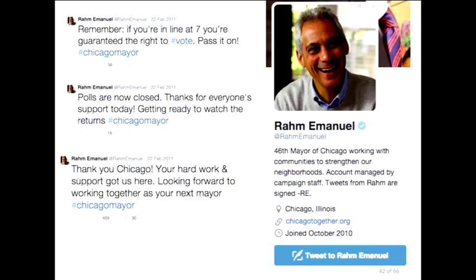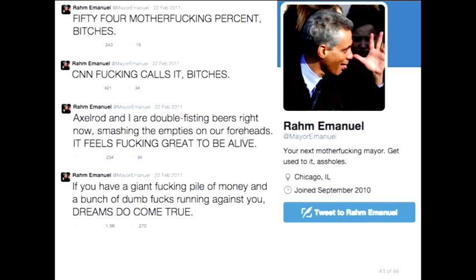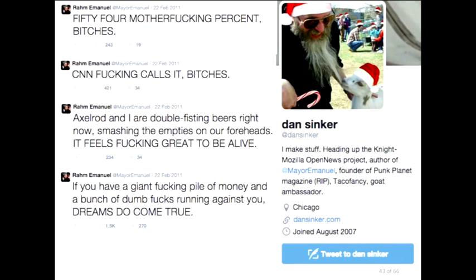This is Rahm Emanuel, and this is his Twitter feed. Rahm Emanuel is an American politician. He's currently the mayor of Chicago. And while he was running for his office, a rogue Twitter feed was developed to imitate his Twitter feed. This is not Rahm Emanuel's Twitter feed. This Twitter feed was written instead by a man named Dan Sinker.